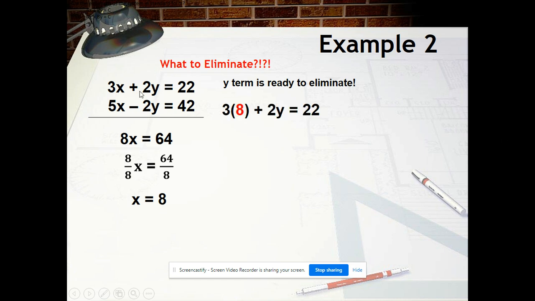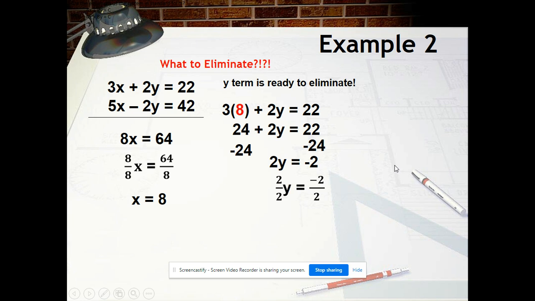In this case, we are choosing the top one, which is 3x plus 2y equals 22. We plug in 8 for x, and you will have 24 plus 2y equals 22. And we solve for y, so we subtract 24 from both sides. And we have 2y is negative 2. Divide both sides by 2, so your y is negative 1. That gives us a solution of (8, negative 1), which means if you graph these two equations, they will eventually cross at (8, negative 1).